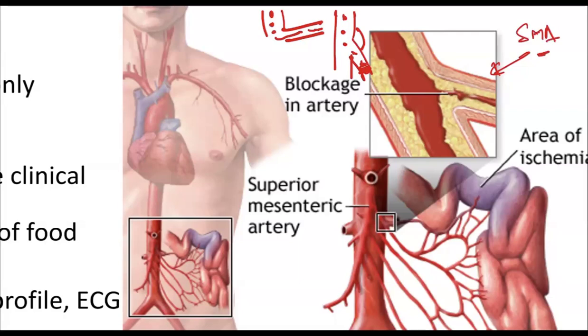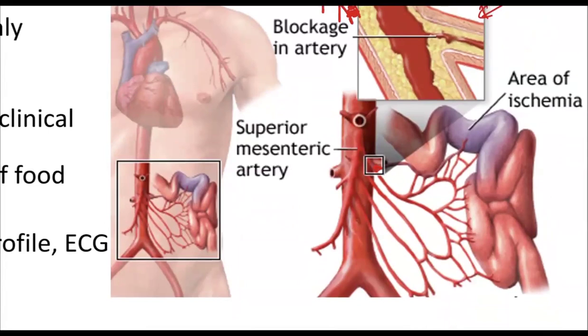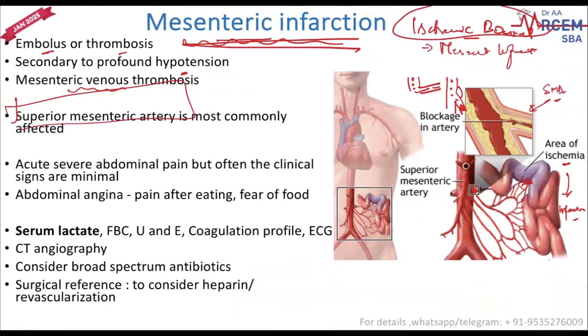If the superior mesenteric artery is involved, what will happen? It will cause a complete obstruction, no blood supply to the bowel, resulting in ischemia, and eventually infarction. Infarction means that part of the bowel is dying. Whenever there is an infarction, there is a part of your body which is dying. It can be a myocardial infarction. It can be a bowel infarction. So in mesenteric infarction, a part of your bowel is dying.